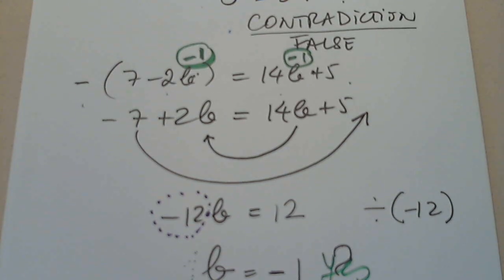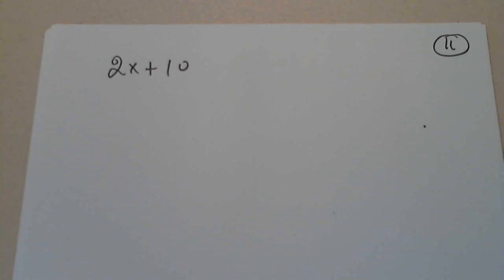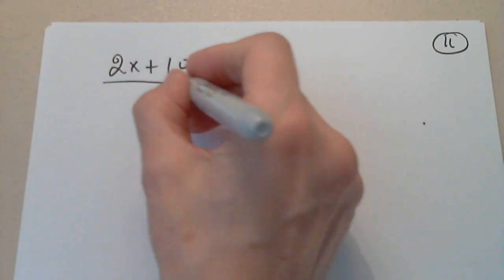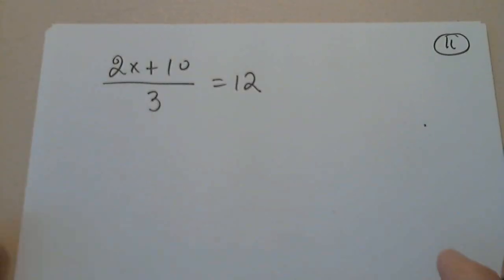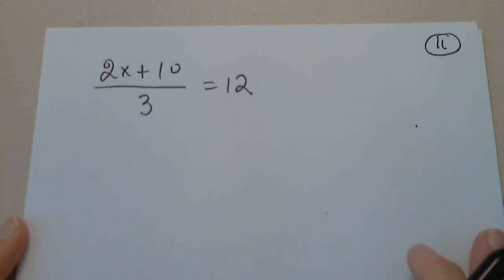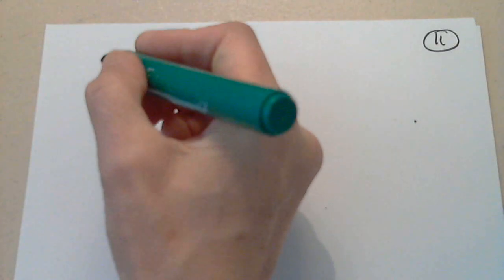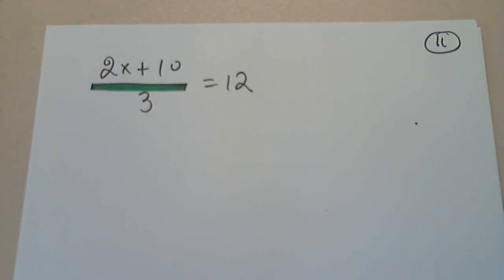Let's look at a slightly more involved situation. So 2x plus 10, everything divided by 3 equals 12. So this is a little bit of a more involved situation. The first thing I need to do is eliminate this division. This has to go. That's my first priority.